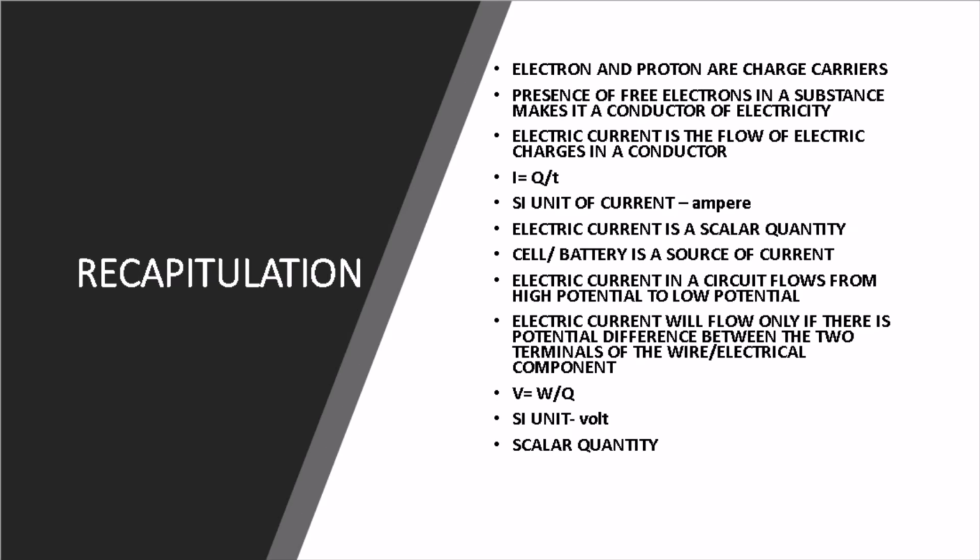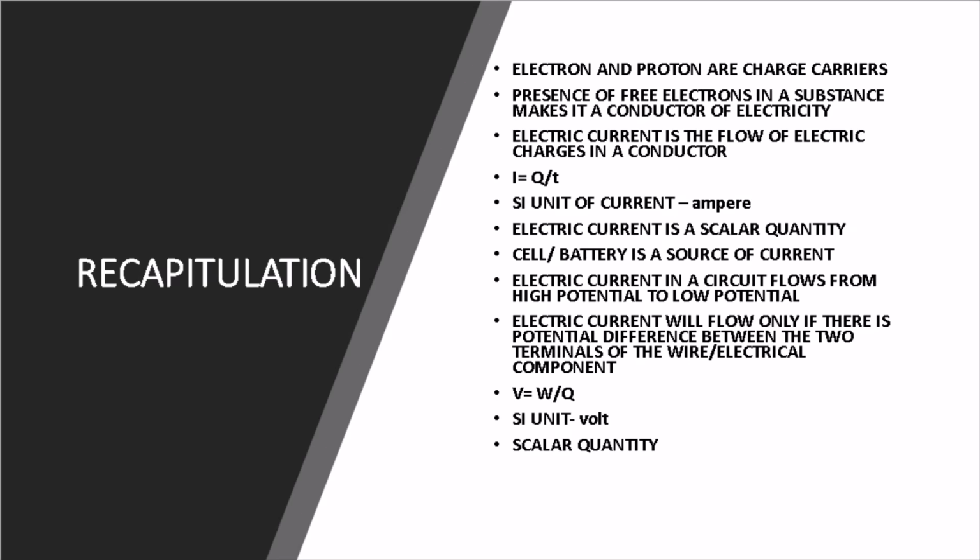Now, when we say that a particular material or substance is a good conductor of electricity, it means that the conductor has enough free electrons, and the presence of free electrons makes a conductor a good conductor of electricity. When these free electrons flow in a particular direction across the conductor, it constitutes electric current. So, electric current is the flow of electric charges in a conductor, and the formula is given by Q upon T. The SI unit of current is ampere, and it is a scalar quantity.